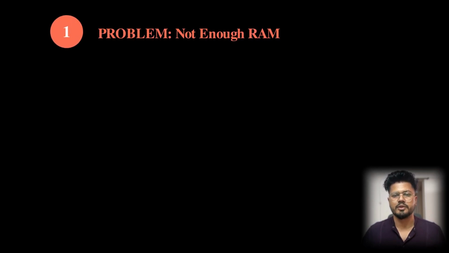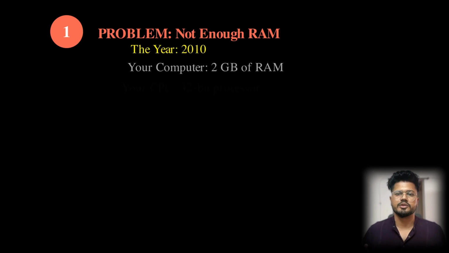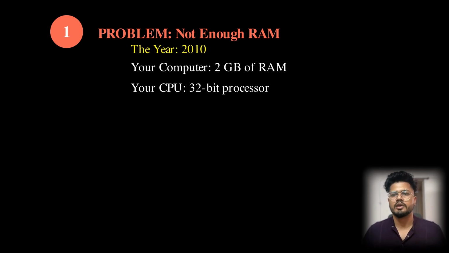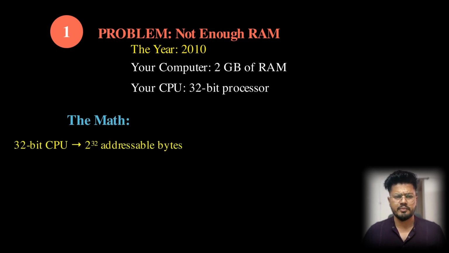So let's start. Consider an era 10 to 15 years before. At that time, what used to happen? We used to have very little memory, 2 GB of memory. We used to have a 32 bit processor, and a 32 bit processor can address memory with 2 raised to the power 32, which is 4 GB.